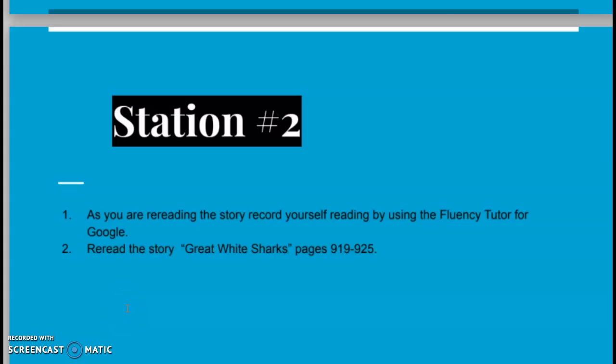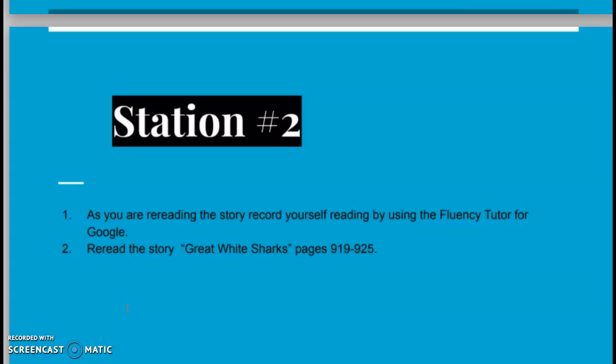If you are moving on to station number 2, you will first go back and you're going to reread the story that is The Great White Sharks that we've read as a group, as a whole class. And so the first thing you're going to do, it says, as you are rereading the story, you're going to record yourself in the reading by using the Fluency Tutor for Google. That is the extension that you have on your computers that you are familiar with.